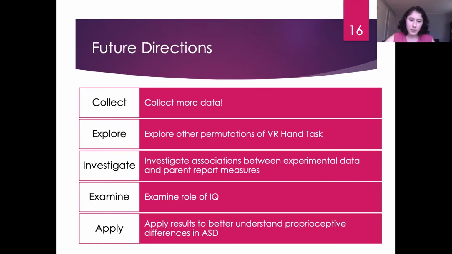We're also planning to investigate the association between all this experimental data and the parent report measures of sensory functioning that we are taking. We also plan to look at the role of IQ with the cognitive testing to see if that is contributing to anything here. And ultimately, it is our plan to apply these results to better understand proprioceptive differences in autism spectrum disorder.